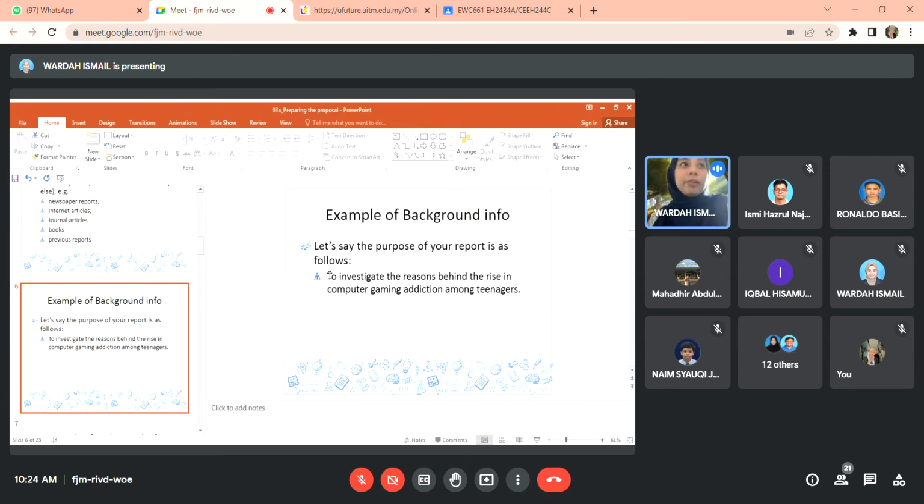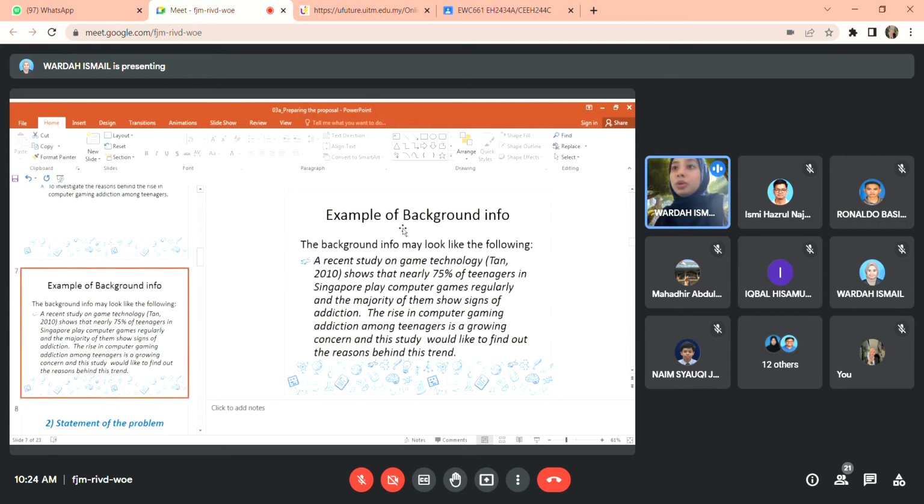Now, example of background information. Okay, for example, you punya topik ni: to investigate the reasons behind the rise in computer gaming and computer gaming addiction among teenagers. Okay, so you punya issue would be reasons behind rise in computer gaming addiction. Okay, kenaikan makin ramai orang yang addicted dengan computer gaming. Okay, that is the issue. So, contoh background would be a recent study on game technology, and then siapakah orangnya, yang author, name of the author and year, shows that nearly 75% of teenagers in Singapore play computer games regularly, and the majority of them show signs of addiction. The rise in computer gaming addiction among teenagers is a growing concern, and this study would like to find out the reasons behind this trend.